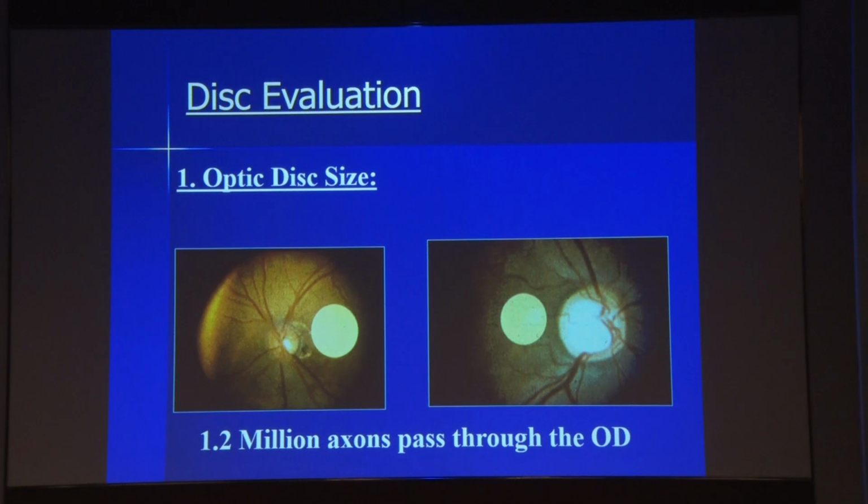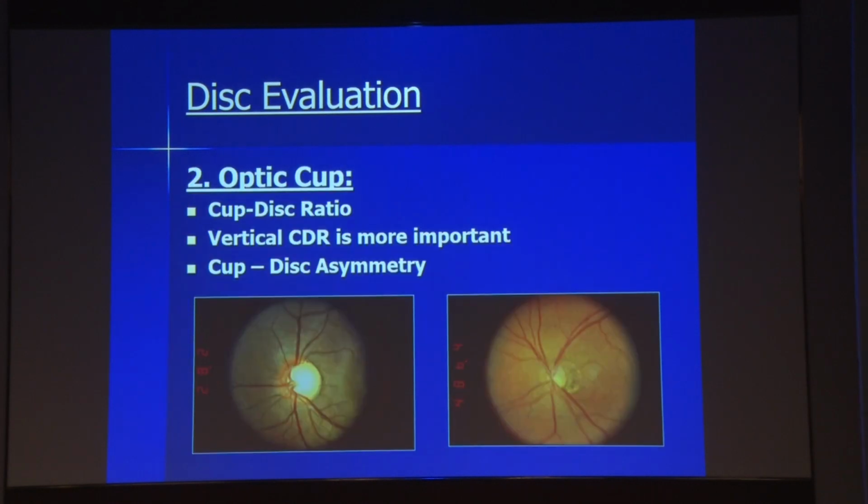The optic disc size. If you see the spot size of a direct ophthalmoscope, here you see the size of that. This is supposed to be a standard about 1.5 millimeter diameter. Here what you look at is a small disc, whereas the same spot size here, what you see is a large optic disc, and you know that 1.2 million axons pass through the neuroretinal rim.